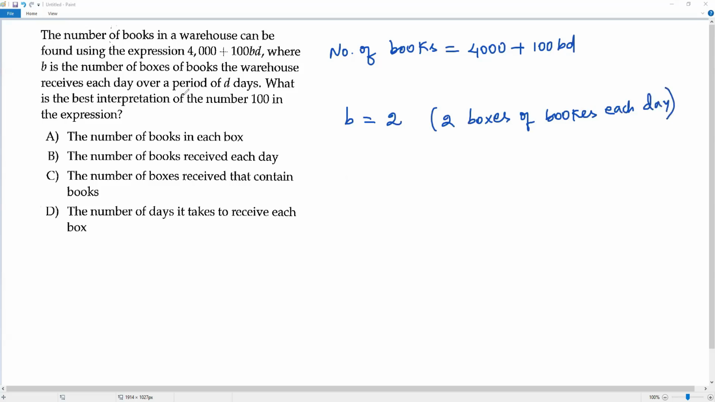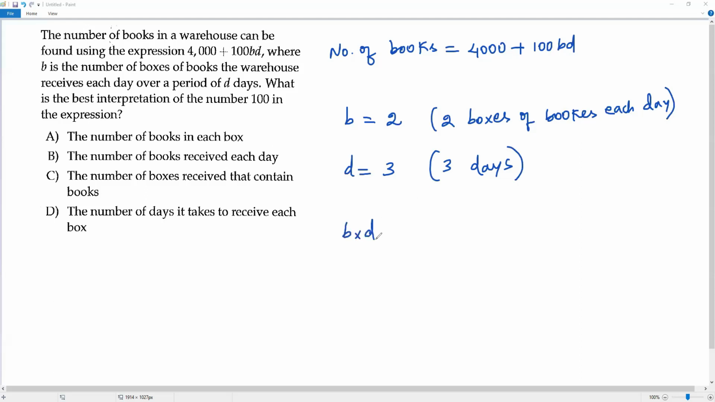And what does D stand for? D stands for the number of days. If I take D equal to 3, what does this number 3 stand for? 3 days. So if B equals 2, the warehouse receives 2 boxes of books each day. And if D equals 3, that is 3 days.